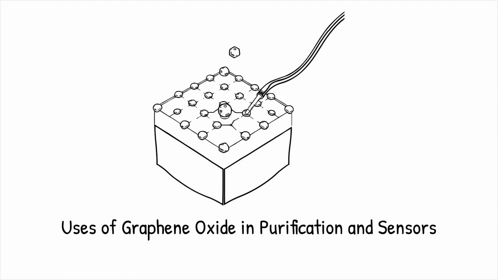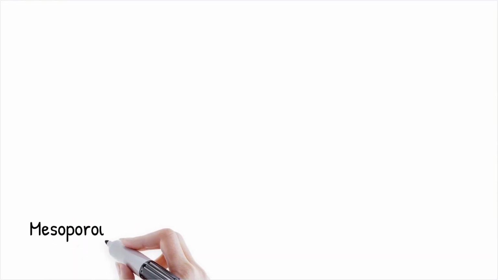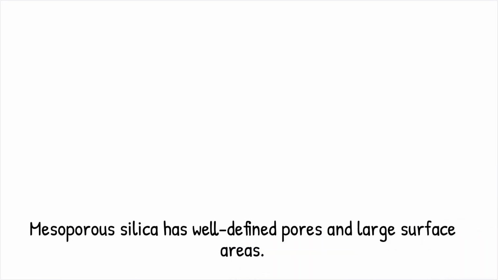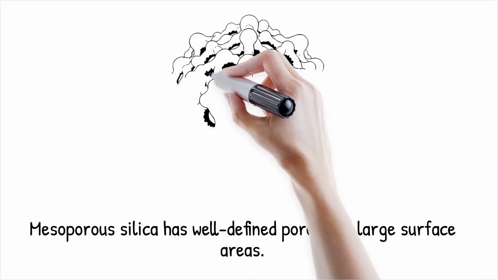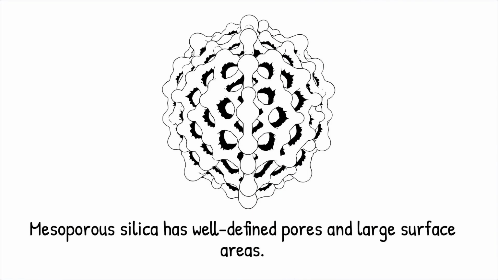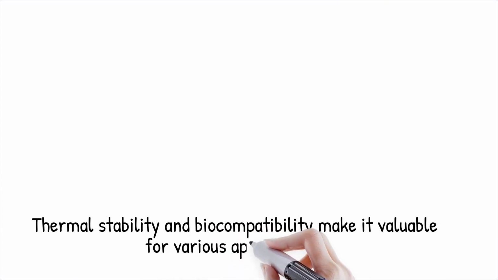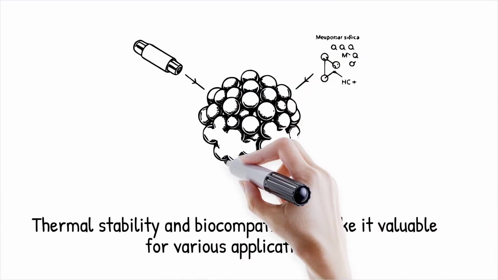Mesoporous silica features well-defined pores in the 2 to 50 nanometers range, with surface areas often exceeding 1,200 meters squared per gram. It is synthesized using templating techniques, where surfactants create uniform pore structures. Its thermal stability, tunable porosity, and biocompatibility make it valuable for drug delivery, catalysis, and adsorption.